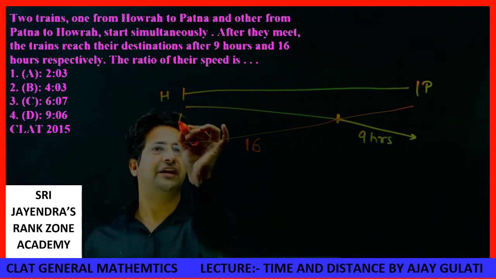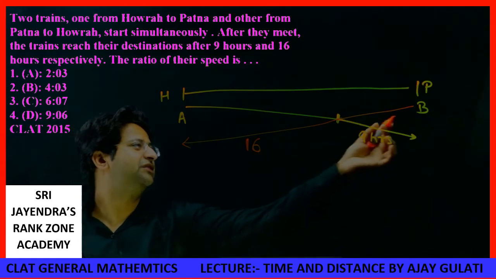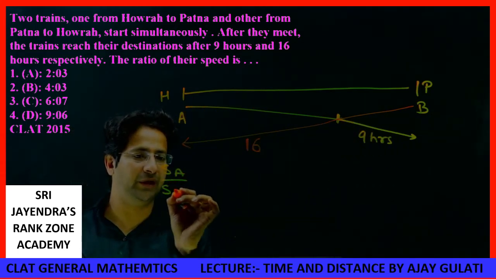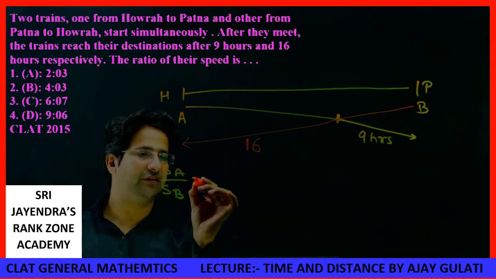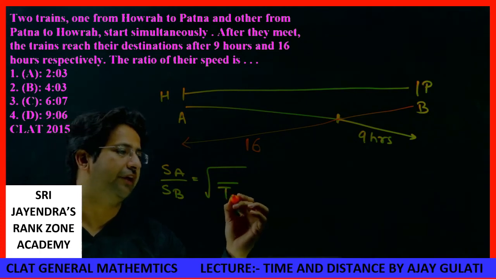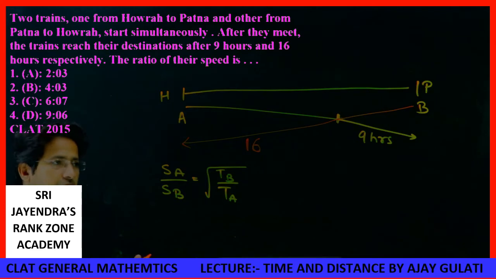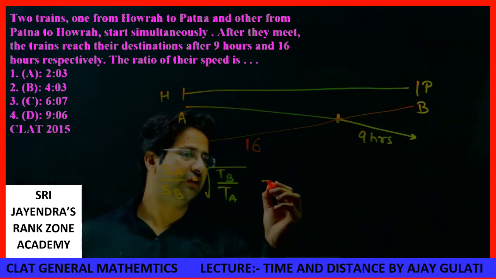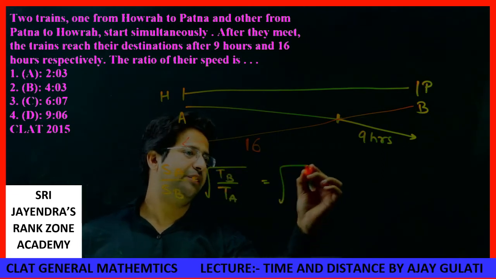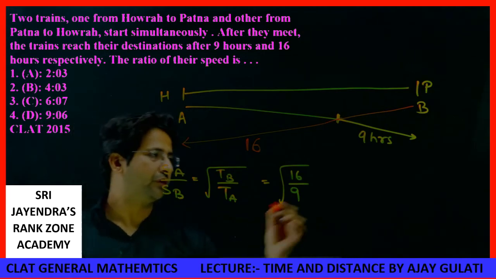Let's say this is train A and this is train B. Clear? This is train B, this is train A. So speed of A upon speed of B, we need to tell this. There's a direct formula for this, students. Under the root, time of B after meeting upon time of A after meeting. This is the formula for this. You will very easily get the solution. After meeting, the time taken is 9 hours and 16 hours. So time taken by A is 9 hours and time taken by B is 16 hours. You get the answer.